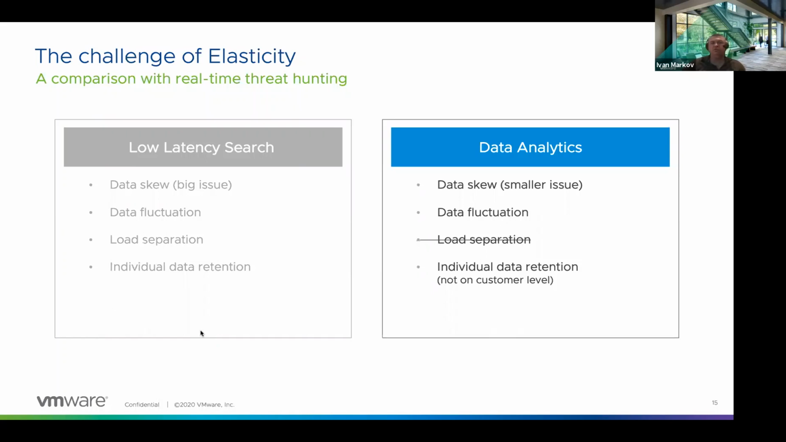I'm actually going to spend some time on the next slide to describe how exactly we end up with the data skew issue and, most importantly, how we solve it. We do have data fluctuation. Obviously, load separation is not an issue. And then individual data retention we have, but again, it's not on the customer level. It's because of other use cases that I'm going to clarify afterwards.